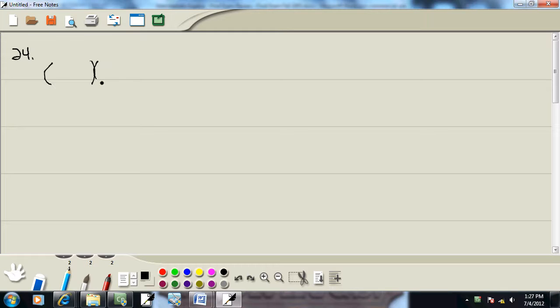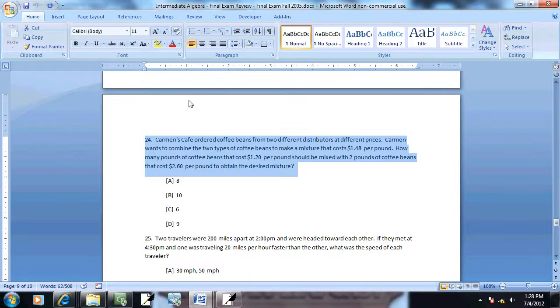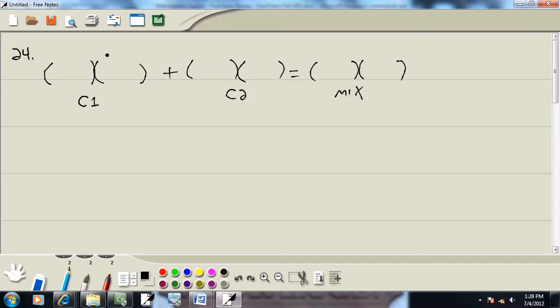So we're going to have our first type of coffee bean. I'll say C1 for coffee, or first type. And then we'll have our second type, and I'll say C2, and then that'll give us our mixture. I'll just say mix. Now it looks like we're going to have pounds and dollars of how much they cost.